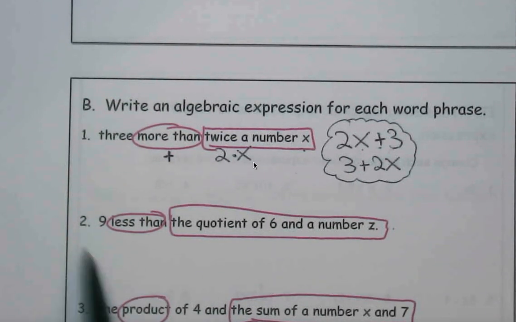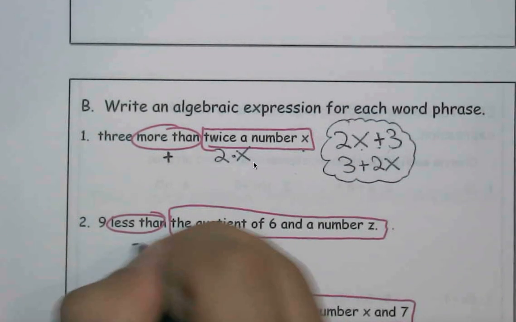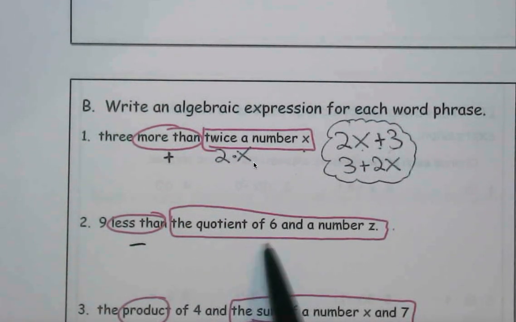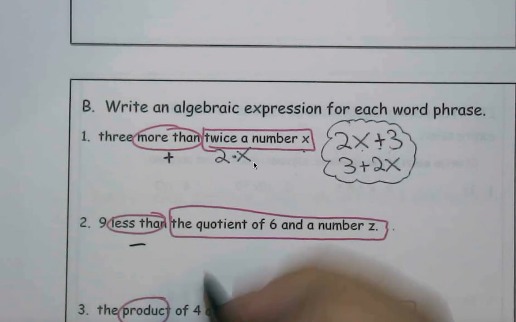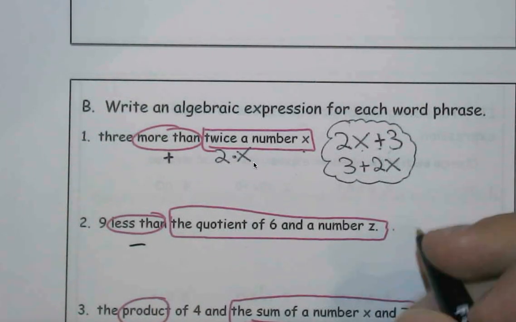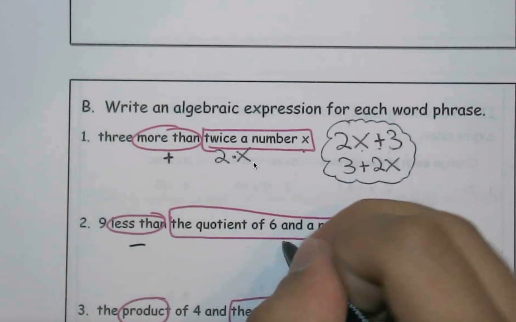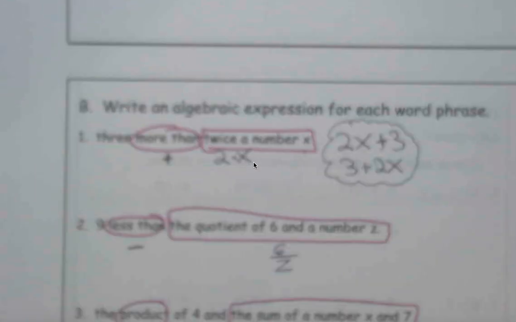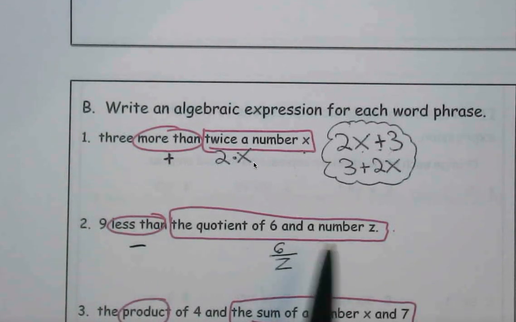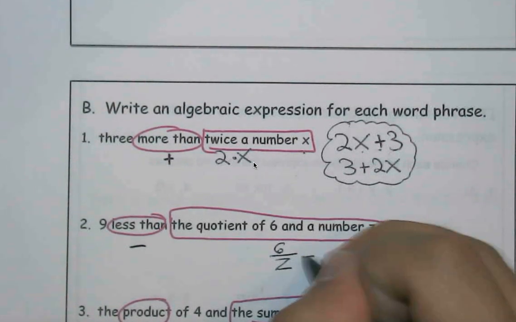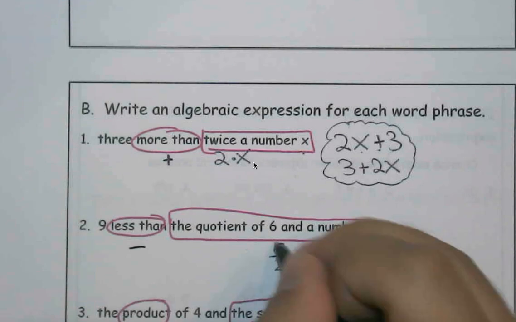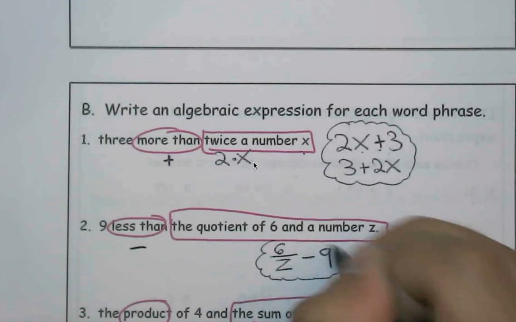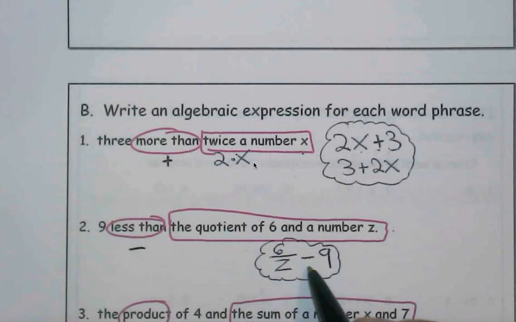For 2, we have 9 less than, so we're definitely subtracting the quotient of 6 and a number z. So we have 9 less than that quotient. So the quotient, let's sketch that out. So that'd be 6 over z. And it's 9 less than that, so we want to be deducting 9. We have 6 over z, and then we have 9 less than that, so we're taking away 9.